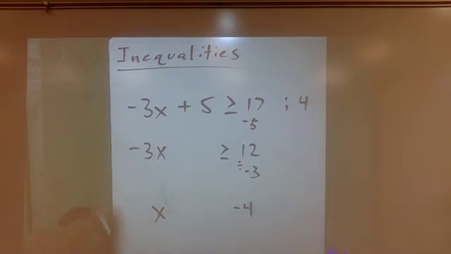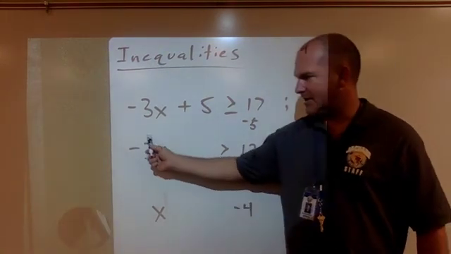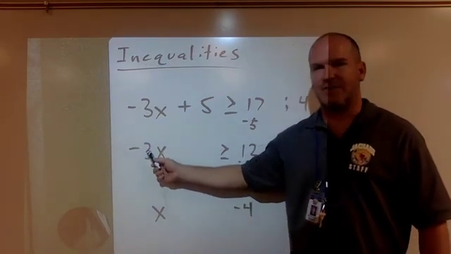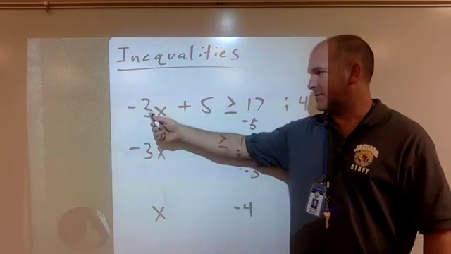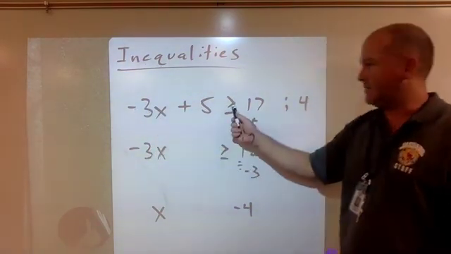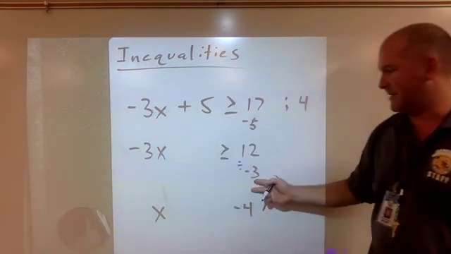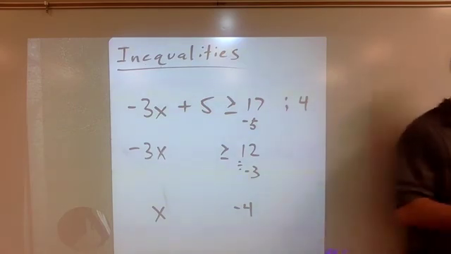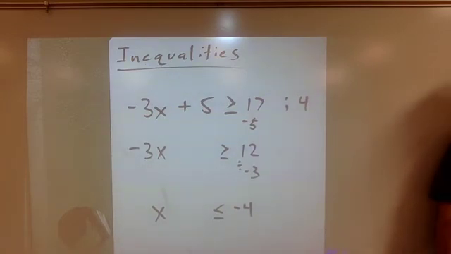Now, this is where inequalities get tricky, is when you divide or multiply by a negative coefficient. If you start off with a negative coefficient, as soon as you see this in the problem, if you have a coefficient in front of your variable that's negative, you're going to end up having to flip this inequality, because you're going to have to divide that negative 3 to the other side eventually, and that's going to flip your inequality. So this is going to become less than or equal to negative 4.